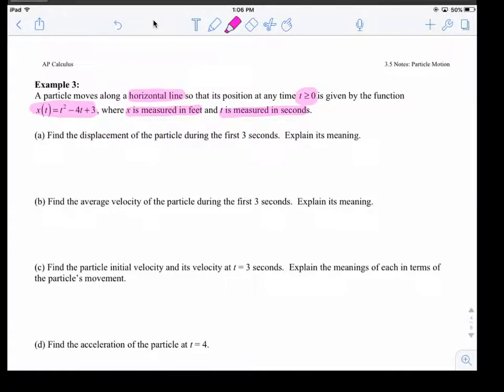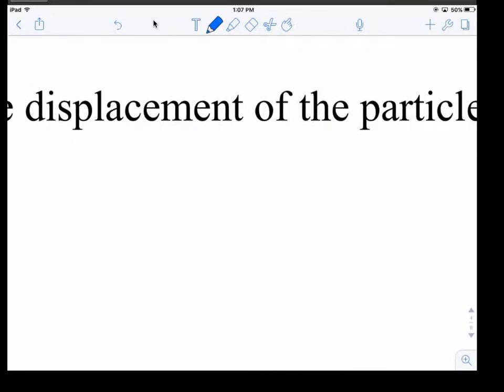Okay, so we're talking about some particle moving left or right, and we want to figure out at what particular time it is moving left and when it is moving right. It says find the displacement of the particle during the first 3 seconds and then explain its meaning. So displacement is just a fancy word for change in position.